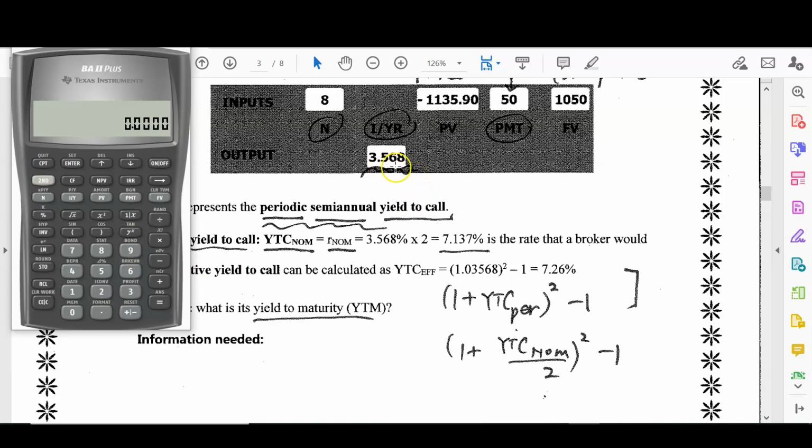Then I need to input this number, 3.568, multiplied by 2. So I have 7.136 here. I think there's some rounding difference here.